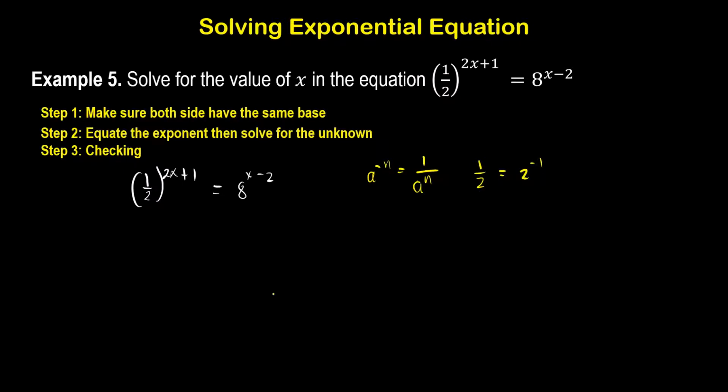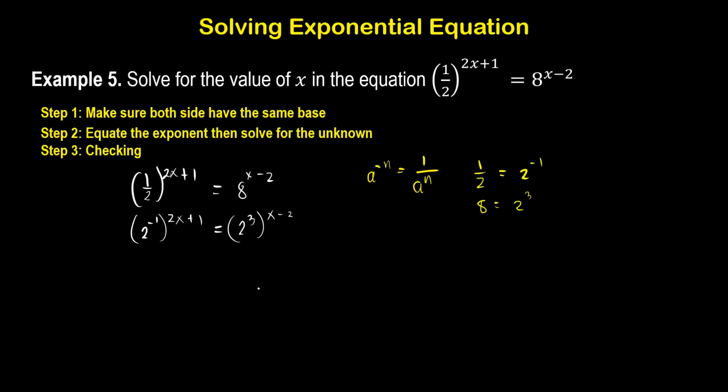So therefore, dito sa left side equation natin, we can express 1/2 para magiging whole number yung base natin as 2 raised to a negative 1, then raised to 2x plus 1. Then equal to the right side. Of course, since we need to make sure that the bases are the same, instead of 8, we can express 8 as 2, wherein yung base natin is 2, and iraise lang natin yan to 3, para magiging same sila sa base sa left side. So sa right side equation, we can express 8 as 2 raised to 3, then raised to x minus 2.